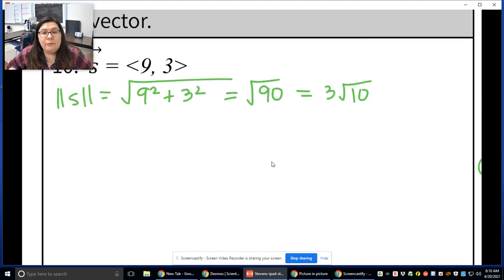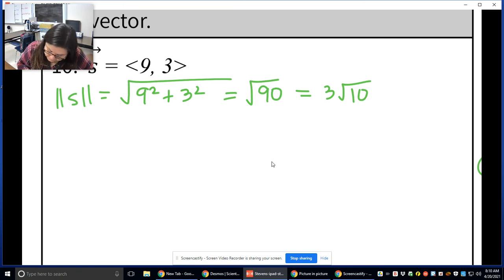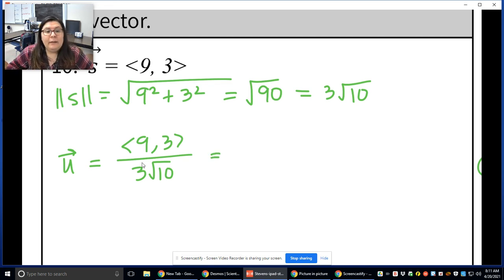Okay, now we're going to get our vector. So 9, 3. And we're going to divide it by 3 square roots of 10. Okay, so 9 divided by 3, we know that's 3, but you're still going to have that square root of 10. So 3 over square root of 10. And then for the y component, 3 divided by 3 is 1, but we still have square root of 10 at the bottom.